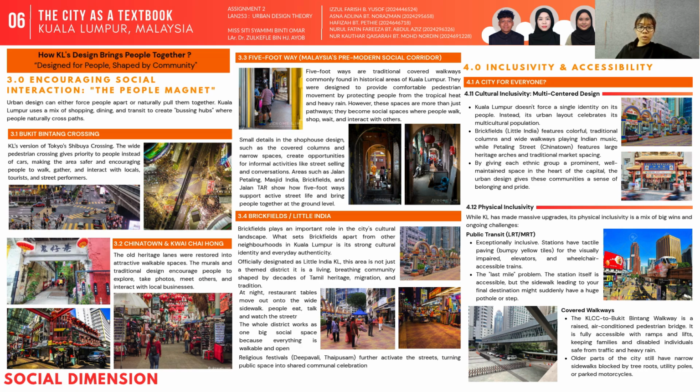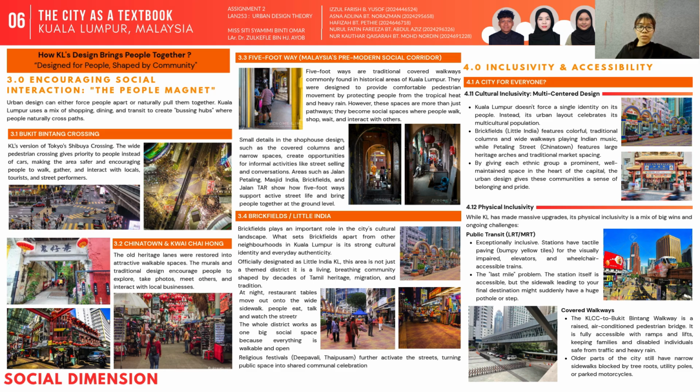In Chinatown and Kwai Chai Hong, the restoration of heritage streets, murals, and traditional elements transforms the area into a social space where people explore, take photos, and support local businesses. The traditional five-footways also play an important role. They protect pedestrians from heat and rain while creating opportunities for people to walk, shop, and communicate at street level. Meanwhile, Little India in Brickfields shows cultural inclusivity by preserving Tamil heritage, local businesses, and cultural celebrations. These spaces allow different communities to feel represented and connected.